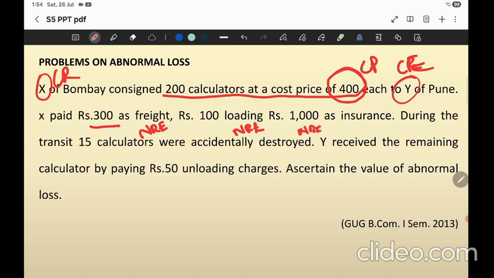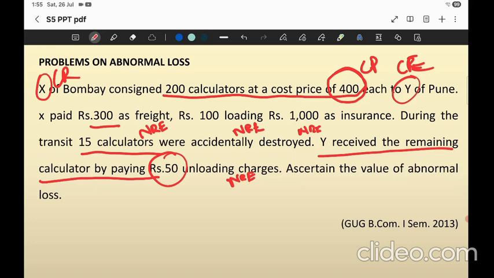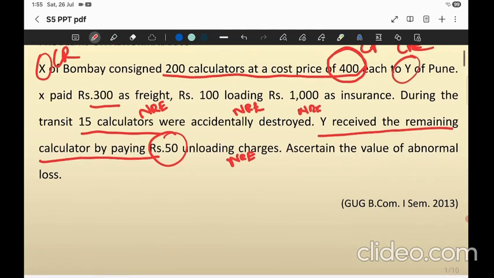And insurance during the transit, 15 calculators were accidentally destroyed. When it is in transit, forget about adding the non-recurring expenses of the consignee. Y received the remaining calculators by paying 50 for unloading. It is non-recurring, but it will not be considered because the loss has taken place before he collected the goods. That's why his expenses will not be added.